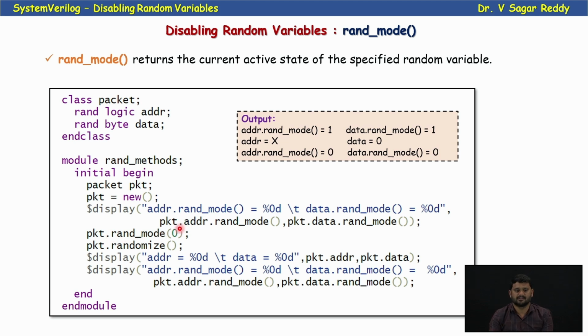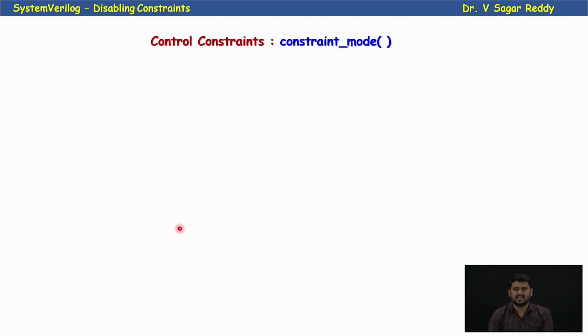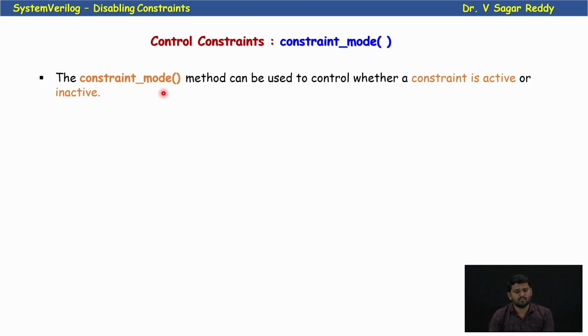The argument is 1. Next we will see in the same way how to enable or disable, how to make active or inactive, constraints in randomization, by using an inbuilt method, constraint mode. Here the constraint mode method can be used to control whether a constraint is active or inactive. For example, a class may contain several constraints. In some tests we need only a few constraints. We want to disable a few constraints during randomization, so we can achieve that by using this constraint mode method.